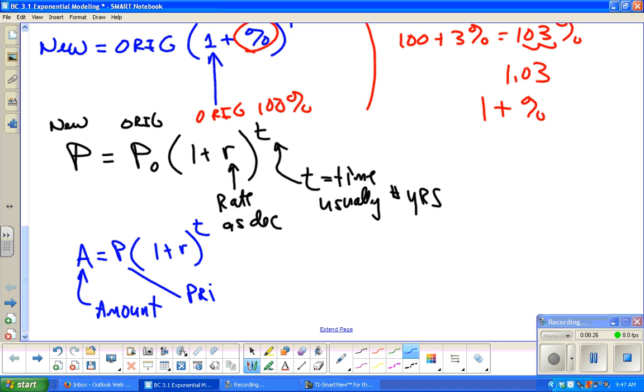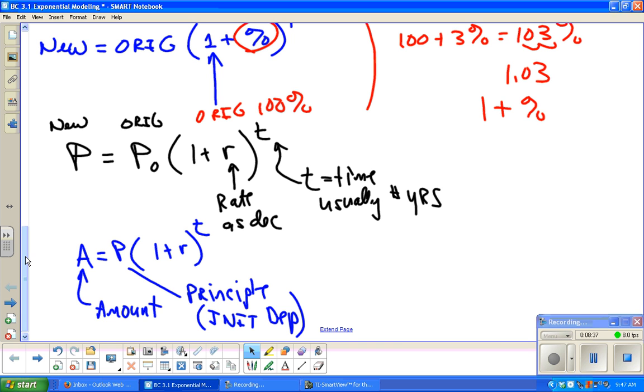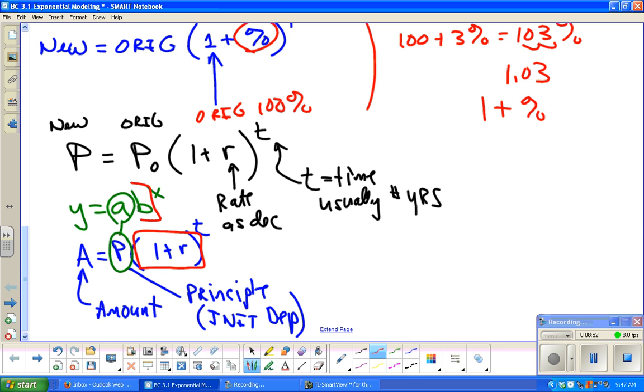This P is the principal. And principal means the initial deposit or your starting amount, your initial value. And I guess one thing I need to say about this, the rest of it's the same. Isn't this y equals a b to the x? This is A, my initial amount. This big ugly thing right here is B, the thing I'm constantly or repeatedly multiplying by.